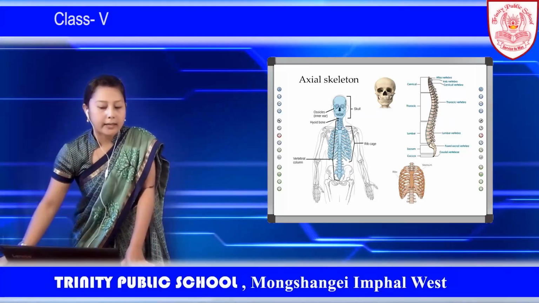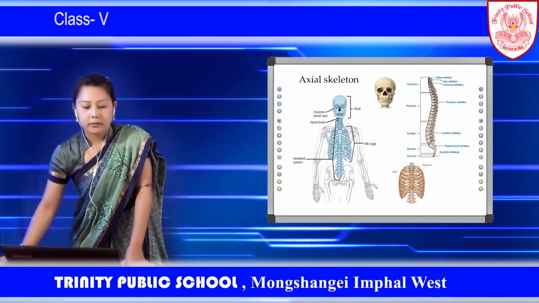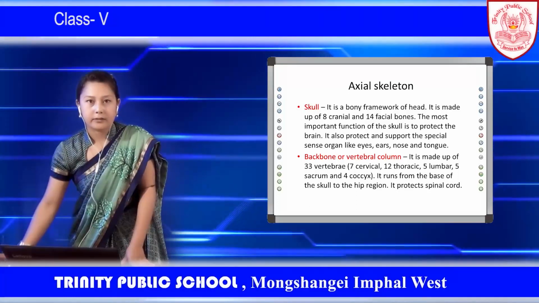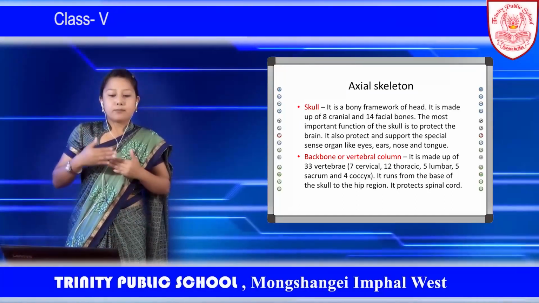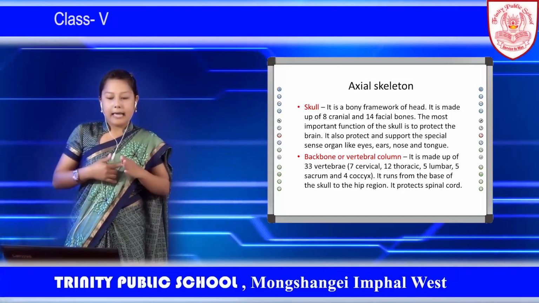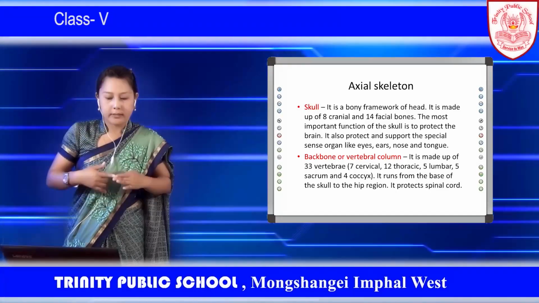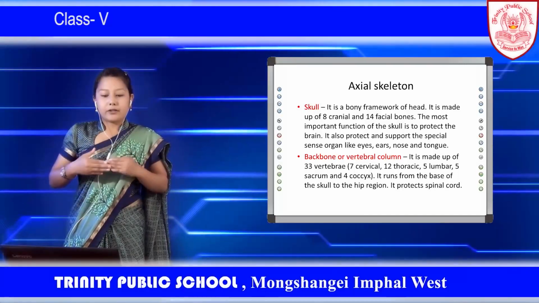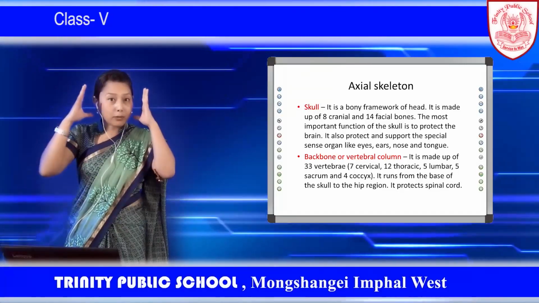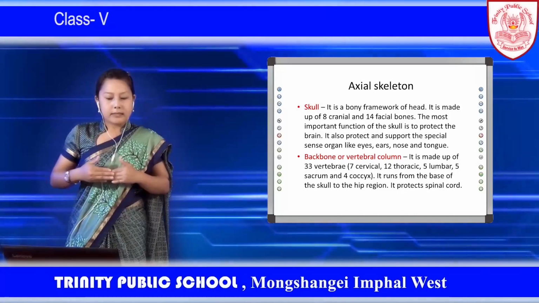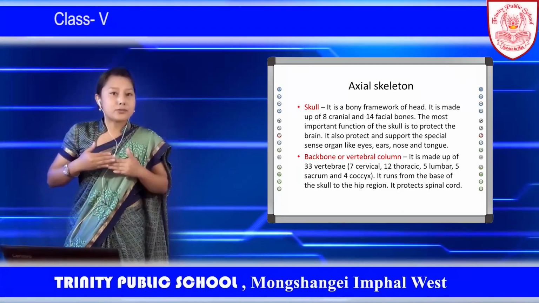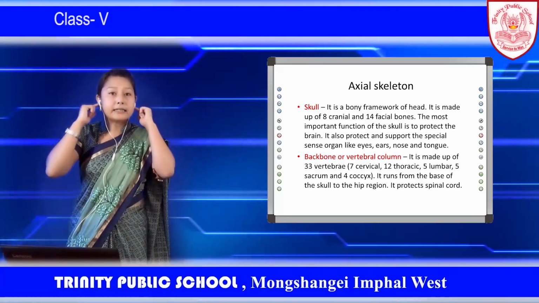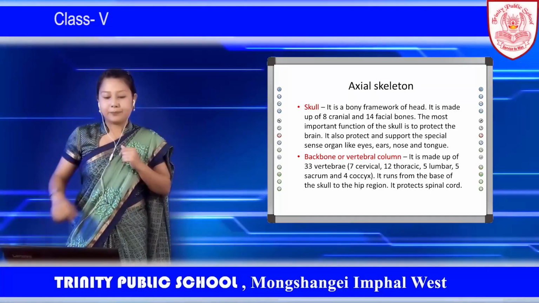Let's come to the axial skeleton. So first one is a skull. Skull is a bony framework of a head. It is made up of 8 cranial and 14 facial bones. The most important function of the skull is to protect our brain. Not only this, but it also protects and supports the special sense organs like eyes, ears, nose and tongue.